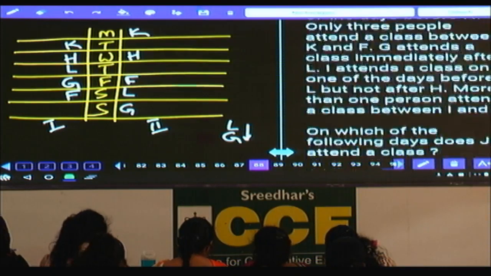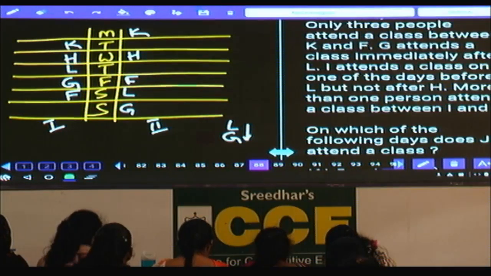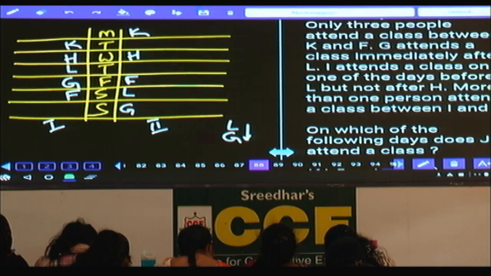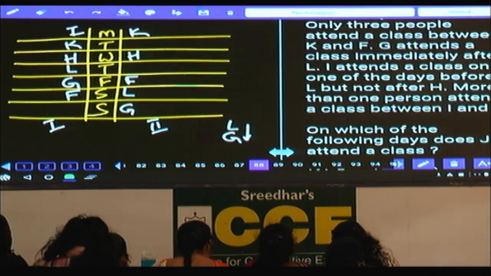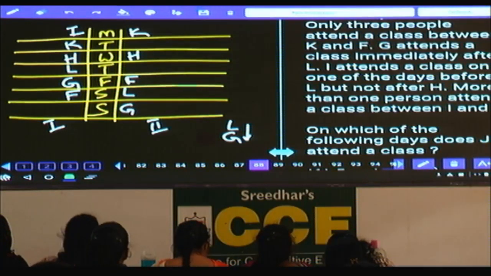Next one, I attends a class on one of the days before L. I before L, but not after H. I must be before H. As I attends a class on one of the days before L, but not after H, I is before H. Now here also I must be before H.